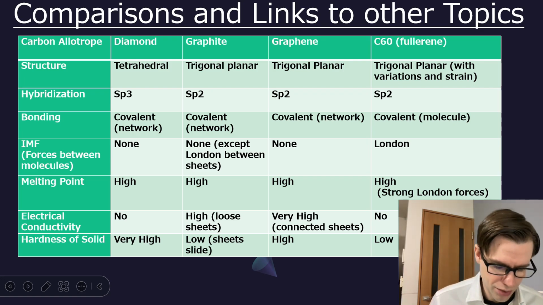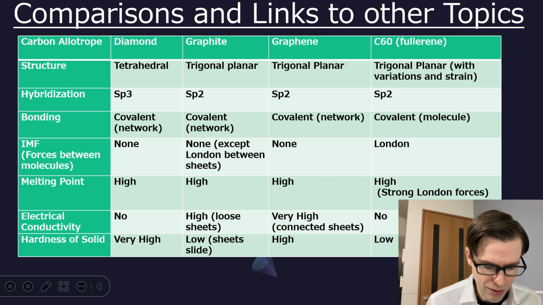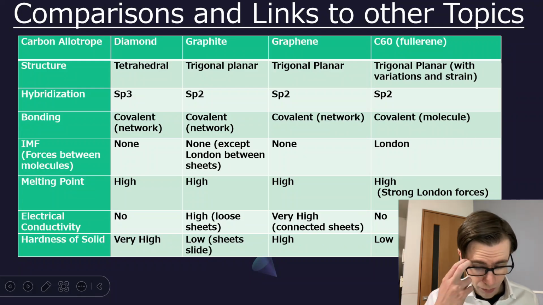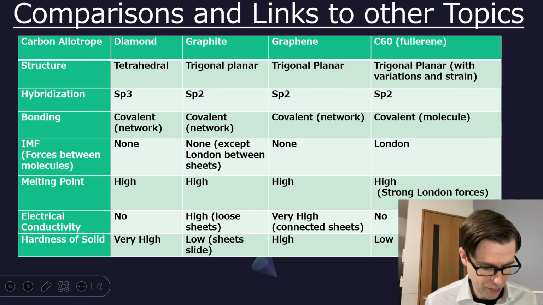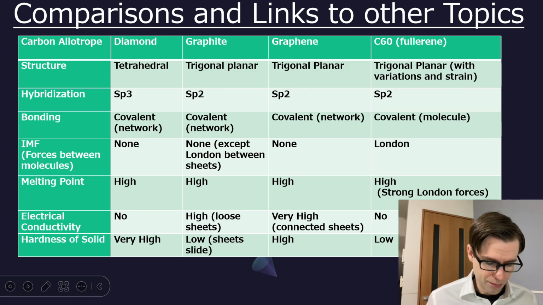Hybridization, this is an HL topic, but if you're curious, there's different types of hybridization in all of these. Diamond has sp3, while the rest have sp2, which is related to them being trigonal planar and tetrahedral. Bonding, diamond, graphite, graphene, these are covalent networks. C60 is a covalent molecule with 60 carbons only.